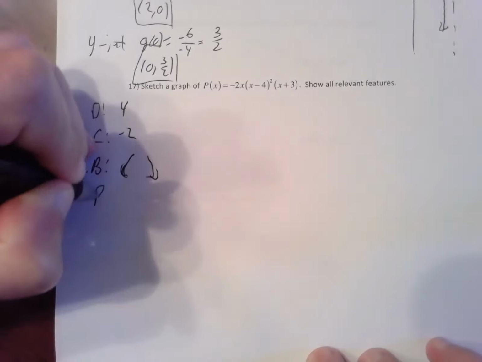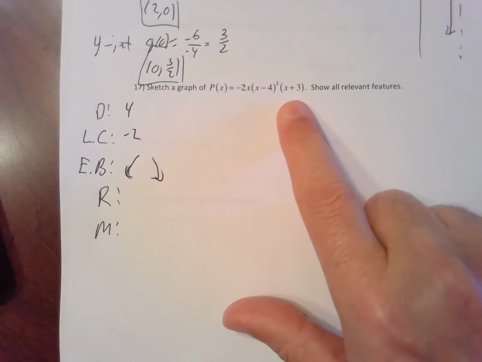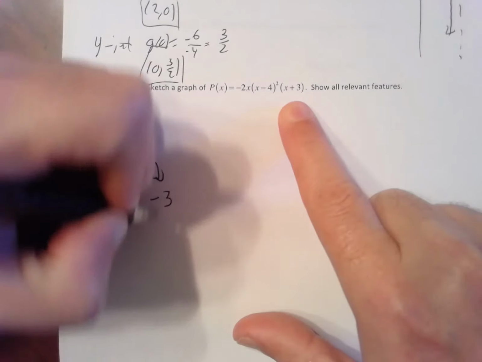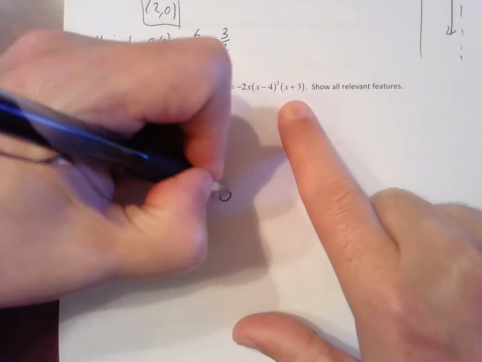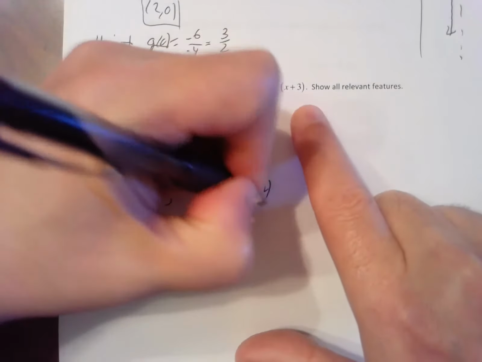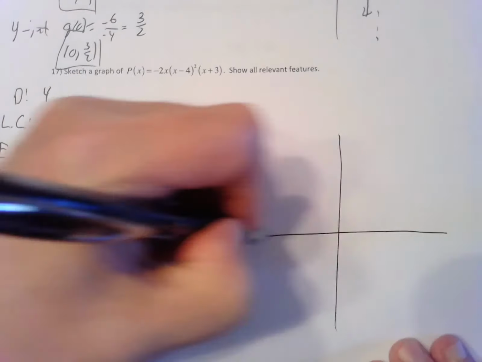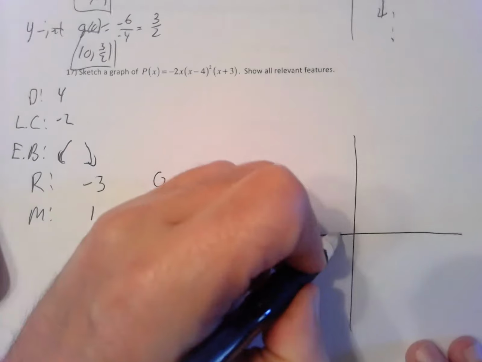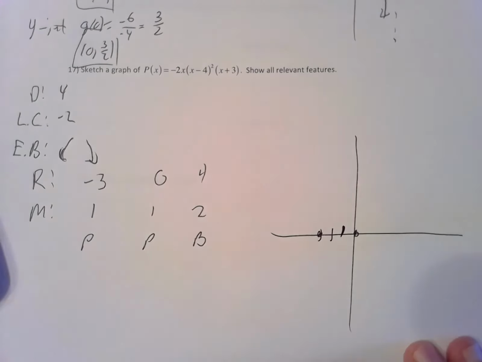Okay, my roots and the multiplicity of each root. I'm going to put these in numerical order. Smallest one's -3, multiplicity of 1, that's a pass. Then 0, multiplicity of 1, another pass. Then 4, the multiplicity of 2, that's a bounce. Okay, so -3, 0, 4.